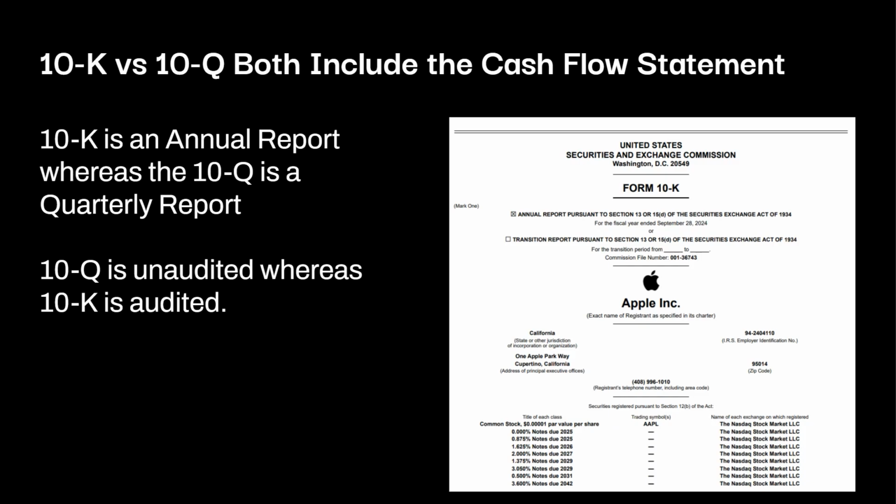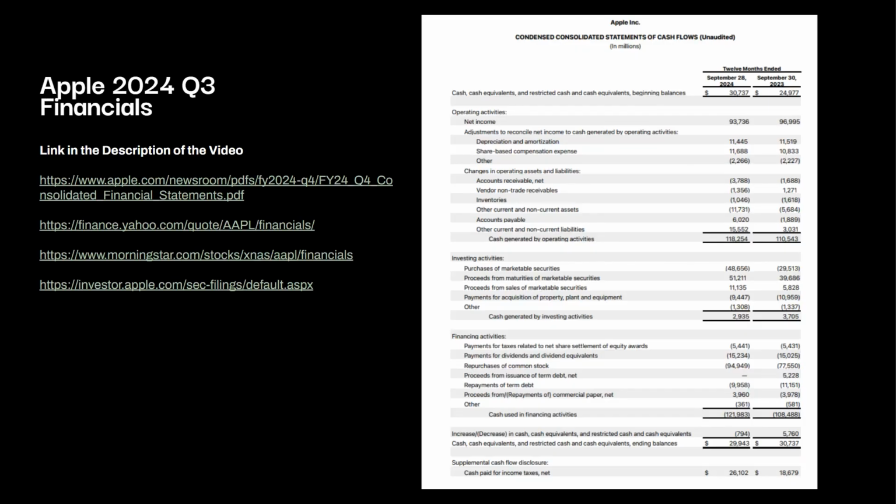Also, what I want to mention is the 10K versus 10Q, because they both include the cash flow statement. The 10K is an annual report, where a Q is a quarterly report. The Q is unaudited, where a K is audited. And where you can grab these financials, I put a few different links here on the screen. Happy to include them in the description or comment section down below. I'll be using the top two links mostly for this video, but I have all these over here so you can access them as needed.